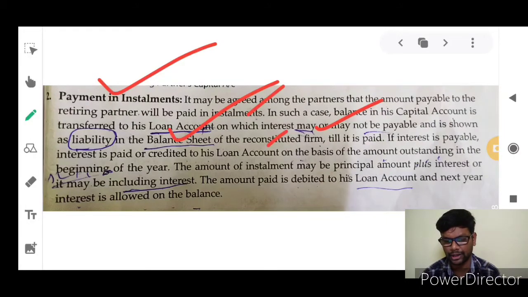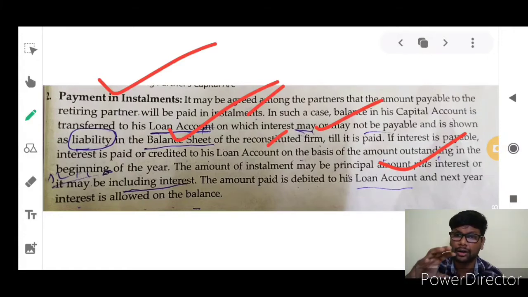The amount of installment may be principal amount plus interest when they are paying the retiring partner, or it may be including interest. So principal money plus interest is the first one, or together without splitting it. So together the firm may give it to the retiring partner. The amount paid is debited to his loan account, and next year interest is allowed on the balance.